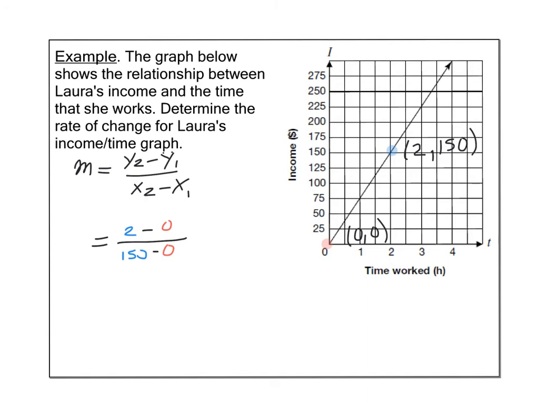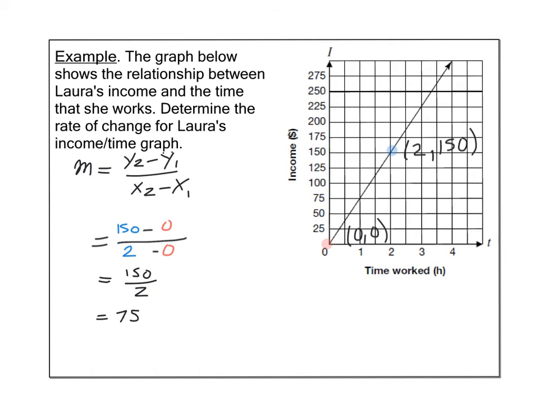And my second point is, oops, I've made a mistake there, so I'll just need to swap those around. So my y is 150 over 2. So obviously 150 minus 0 is 150, and 2 minus 0 is 2. So if we take 150 divided by 2, we get 75.